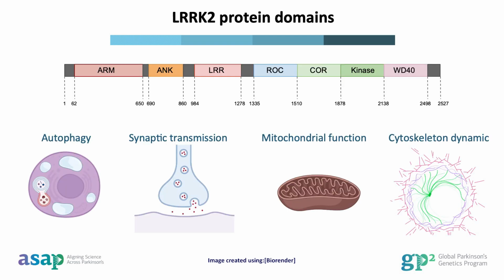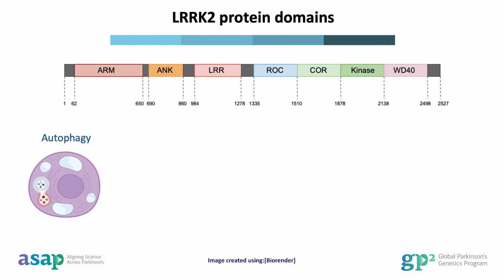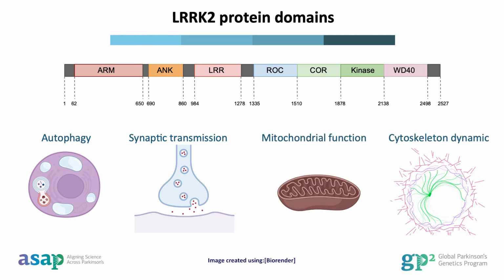Collectively, these domains allow LRRK2 to participate in multiple cellular functions, including vesicular trafficking, autophagy, neurotransmission, mitochondrial function, and cytoskeleton dynamics. Consequently, mutations in this gene may disrupt any of these cellular pathways.